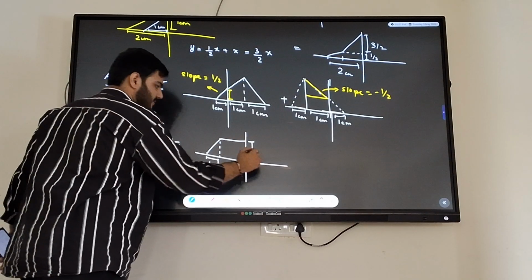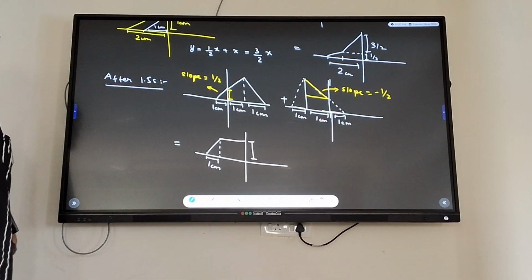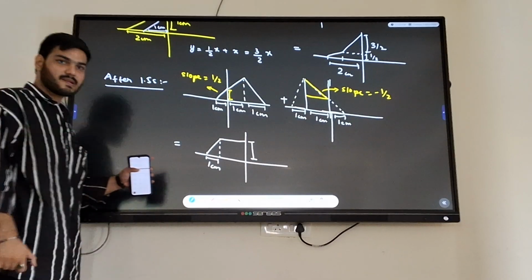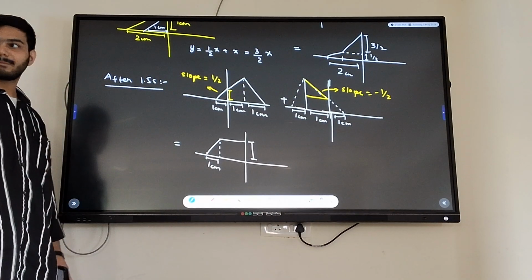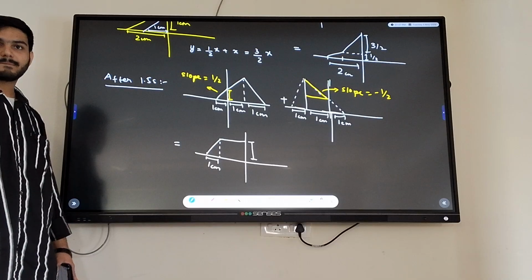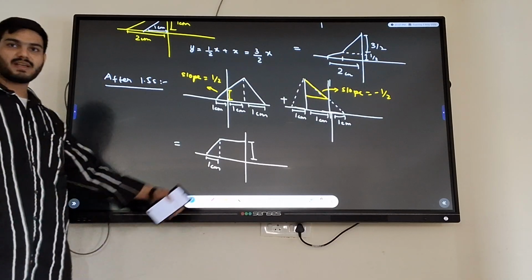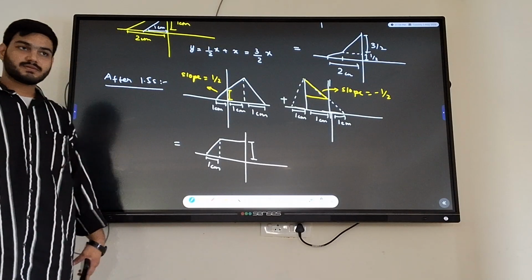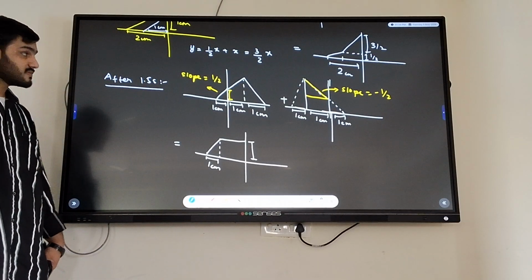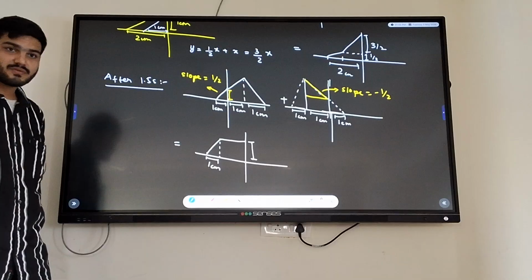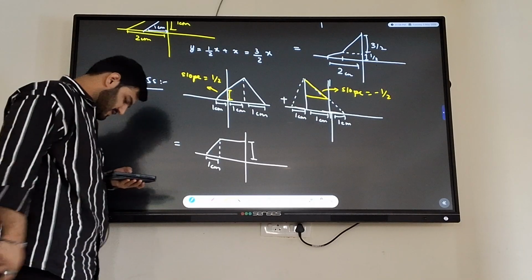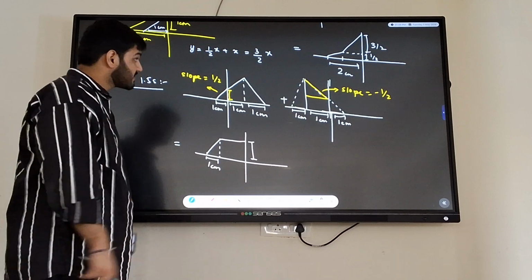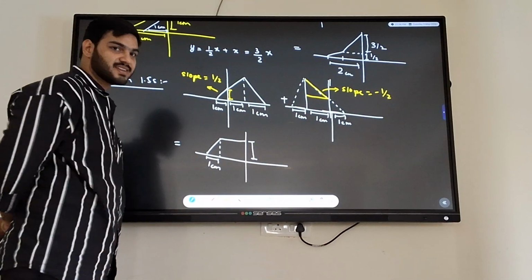बताओ ये कितना है? 1. Should be 1. 1 है, पक्का है? What should be the amplitude here? 1 by 2. Let's check. 1 by 2. Yes. No. It's 1. कैसे? सोचो.